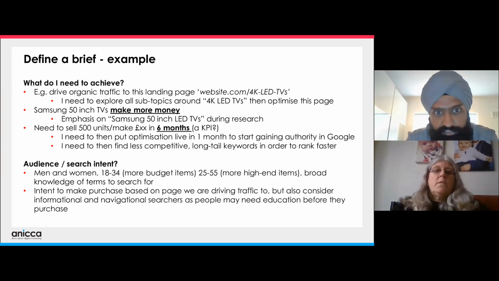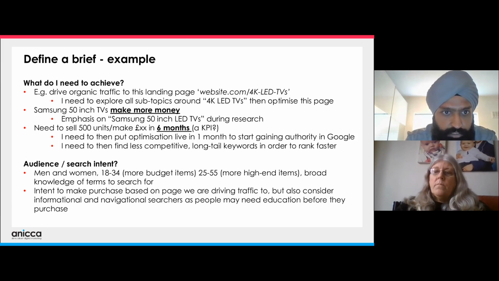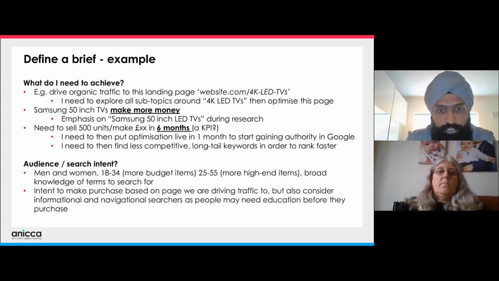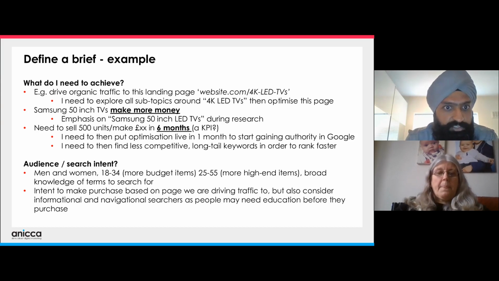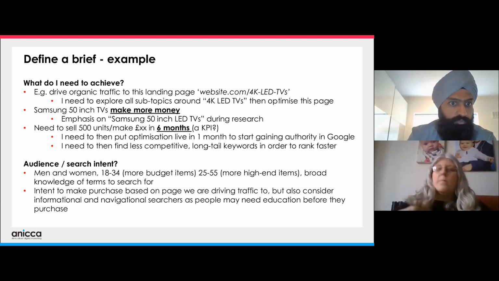Say, right, special consideration on these types of products in my research. I need to sell, so that's the KPI example, sell X amount of units. There's a bit of a time constraint with that KPI. So what I'm thinking then is the action: I need to put optimization live within 1 month of now, so that within 5 months after that, it stands a chance of getting ranked well within Google. And then I need to find less competitive long tail keywords to help me rank faster, because you remember they are less competitive. Collectively, they can make up a decent search volume as well, and the search intent is good. So I could probably even steer people towards that 50-inch TV topic as well.